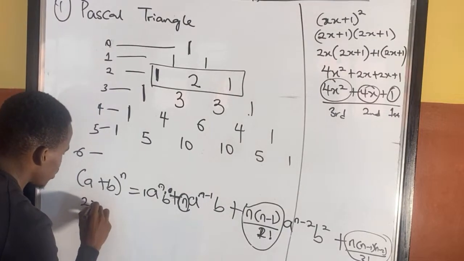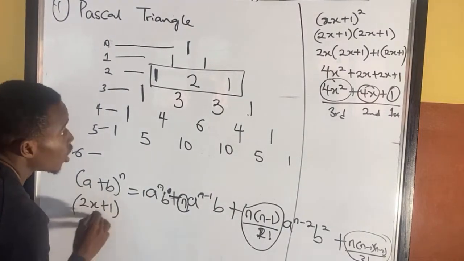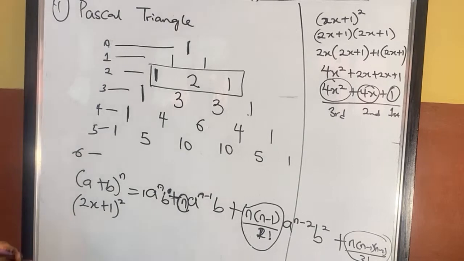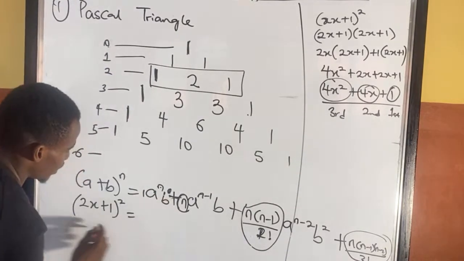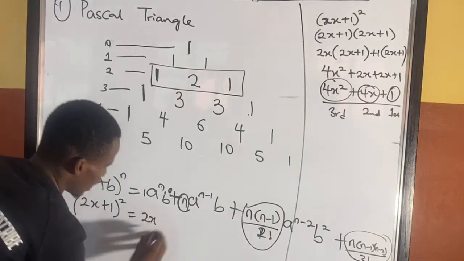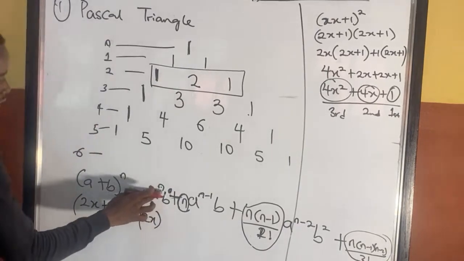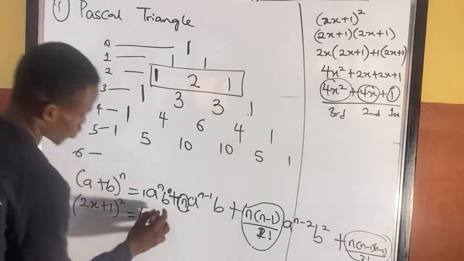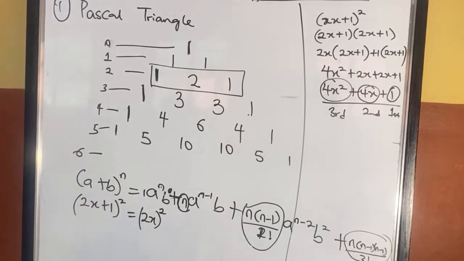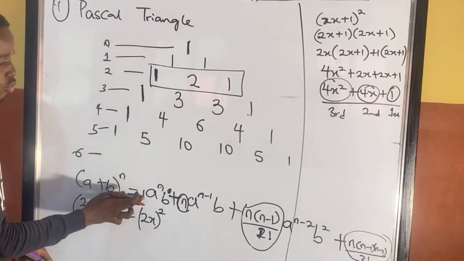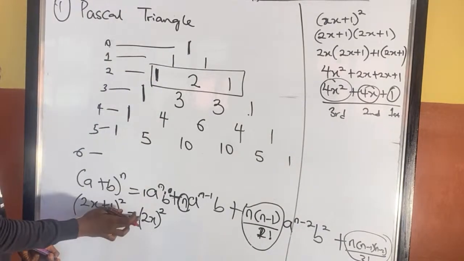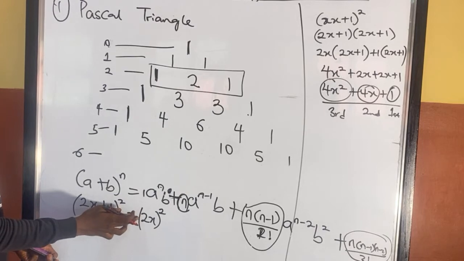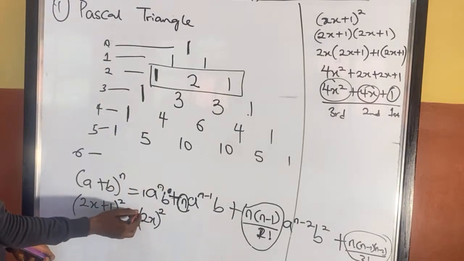We have (2x + 1) raised to the power of 2. So now, using this, we have (a + b) raised to the power of n. What's our a? 2x. Raised to the power of what? n. What's our n? 2. But we are going to put something in front here, which is what? 1. That's the first number here. We're going to put 1 in front of it. So it's still the same thing.